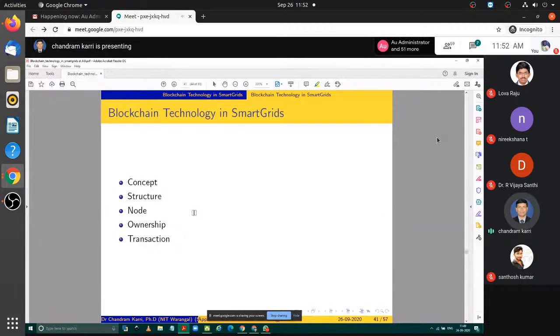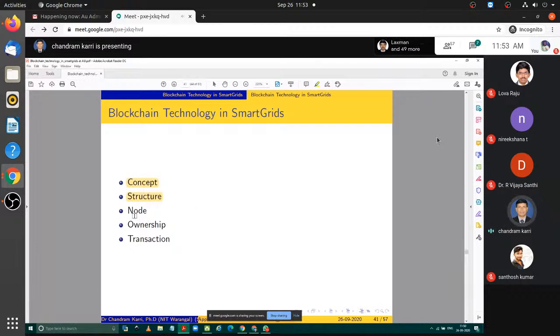First of all, what is the concept? Concept in the sense, suppose we go for monitoring of a frequency or monitoring of voltage, or a market strategy from a buyer to seller. So we must define very clearly what our concept should be. Whether it is monitoring or controlling or trading, depending on our concept, the structure should be defined. There are several architectures available in blockchain technology. For our current application, what should be the structure and architecture for the smart grid?